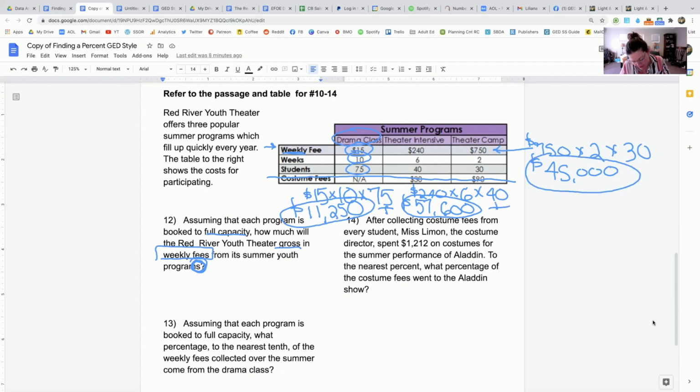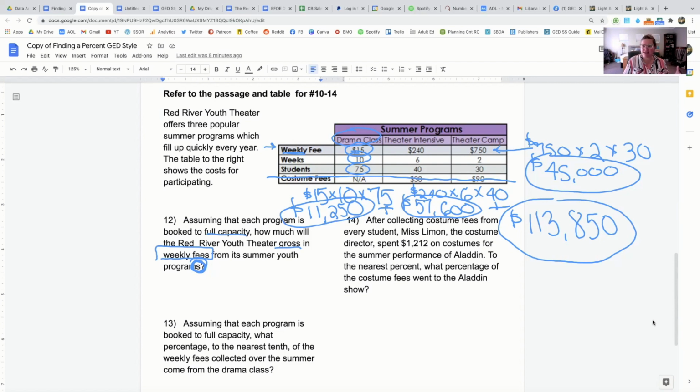And I press enter, and holy moly, we get $113,850 gross total. If we're at full capacity, every student that can attend does attend for all our summer programs. Tricky. You can see why May was like, holy moly, what am I supposed to do here?